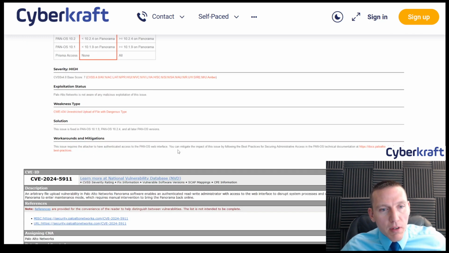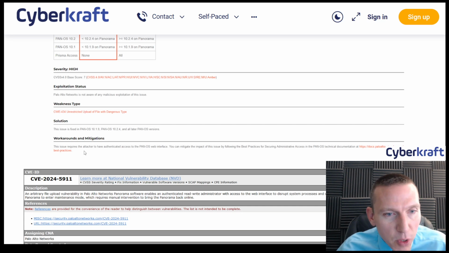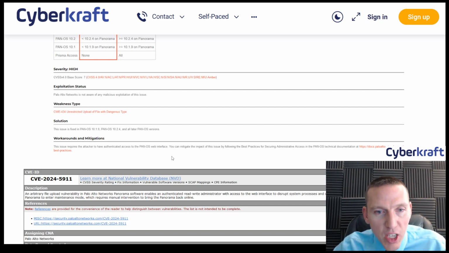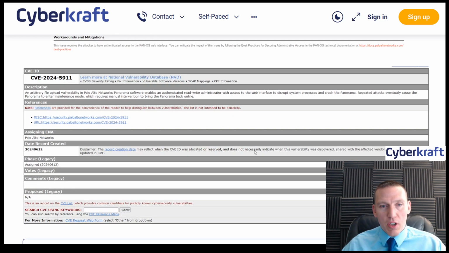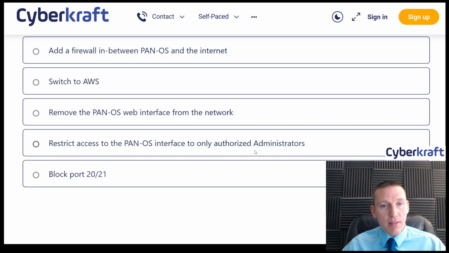So what is a workaround? Okay, here we go. Workarounds and mitigations. The issue requires the attacker to have authenticated access to the PAN-OS web interface. You can mitigate the impact of this issue by following the best practices for securing administrative access in the PAN-OS technical documentation. All right, so we need to secure administrative access.